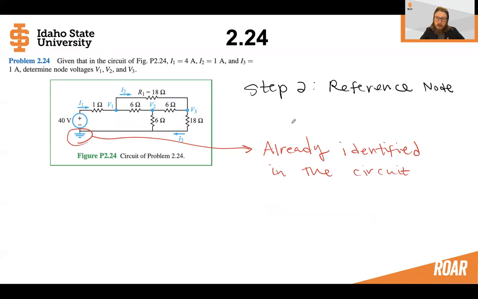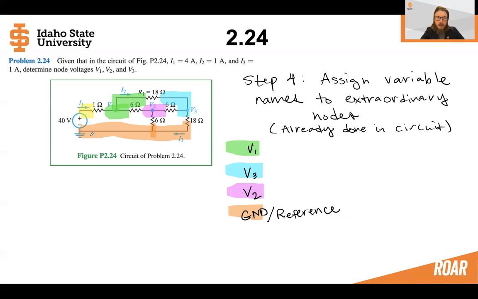Step two asks us to find a reference node. However, in this problem, there's already a reference node defined, and this is shown on the circuit by this symbol, which is the ground. So we already know that this is the reference node, which we'll say is 0 volts. We will assign variable names in step 4, which has actually also already been done in this problem. So the variable names in this circuit are V1, V2, V3, and the ground or reference node. And as we mentioned, those were already defined in the problem.